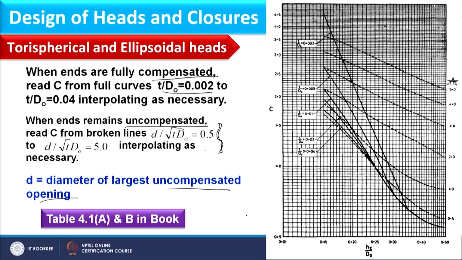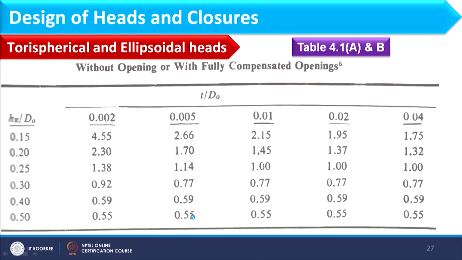Further, values of C corresponding to HE by D naught you can find from table 4.1a as well as b from the book by B.C. Bhattacharya. That book you can use. So table 4.1a is used for heads without openings or with fully compensated openings, and here I have different values of T by D naught varying from 0.002 to 0.04 as appearing in the graph, and different values of HE by D naught, and all these values are values of C.